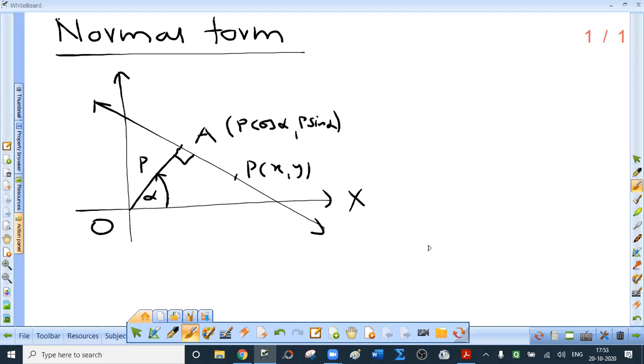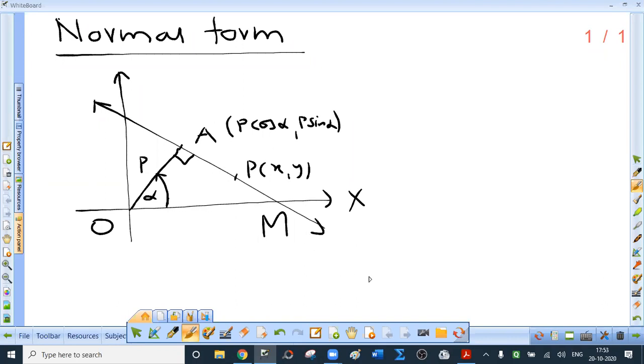Or you can use one more method. In this right triangle, what is cos alpha? Cos alpha is adjacent side upon hypotenuse. If I name this point as say M, okay. But what is OM? OM is nothing but x coordinate, right? So using that also you can find x coordinate of A as p cos alpha and y coordinate as p sin alpha. Now, as usual, let P(x, y) be any point on the line.